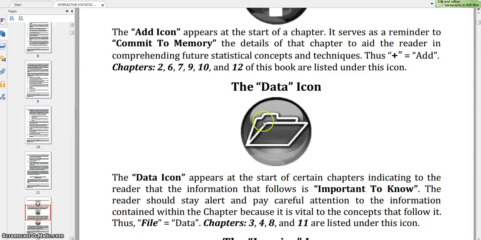The data icon, which appears as a file folder, lets you know this is information that's important to know. You want to pay careful attention to this information because it's necessary to aid you to be successful in any type of statistical methodology. All right. So this data or file icon appears before chapters 3, 4, 8, and 11.